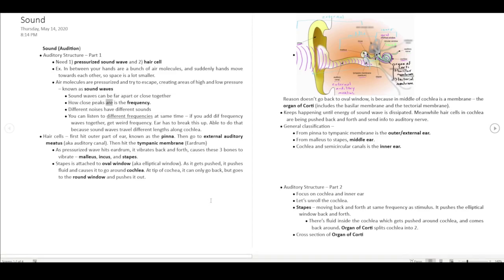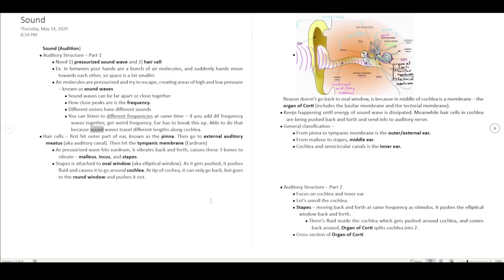How close the peaks are is the frequency. Different noises have different sounds. You can listen to different frequencies at the same time. If you add different frequency waves together, you get a weird frequency. The ear has to break this up.